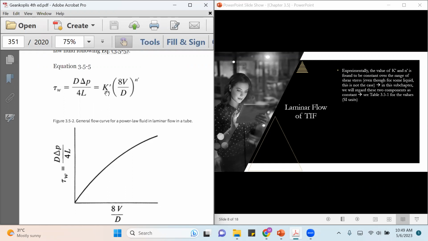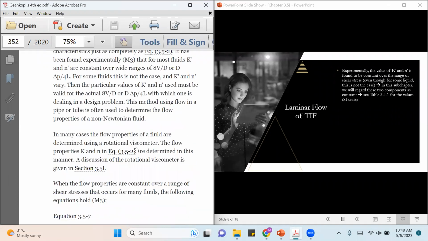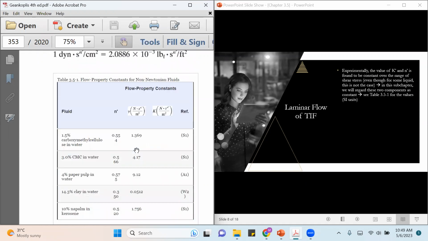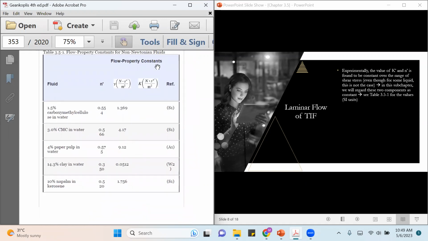And then how do we know the values of K' and n'? We can see table 3.5-1. So we go down, I will show you the table. This one. For 14.3% clay in water, we will have n' equals 0.350. And K', oh, we don't know the value of K.